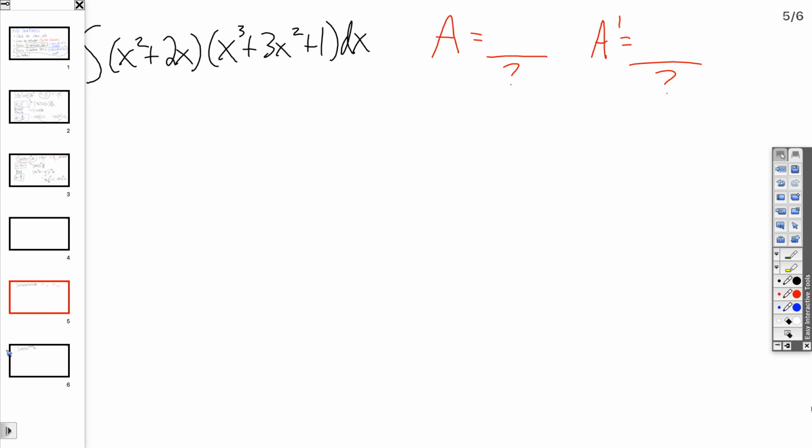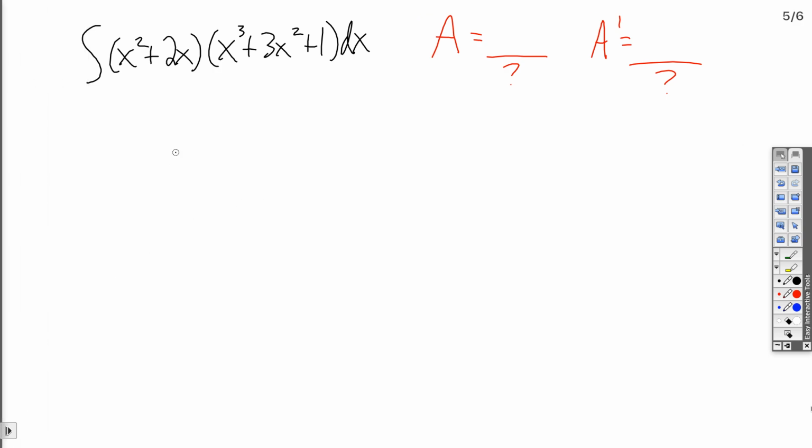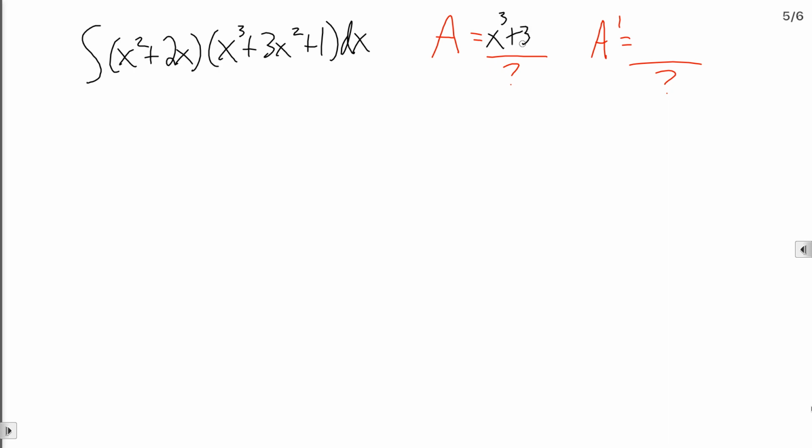Another one from the assignment where we have an A prime relationship. If we look at these, we have cubed and squared. We have to the second, and we have a linear term. So A is going to be x cubed plus 3x squared plus 1. The derivative for that is 3x squared plus 6x, which isn't exactly like this expression. But if you divide by 3, you wind up with x squared plus 2x. So this is close enough to the A prime for this to be a good, juicy U substitution problem.